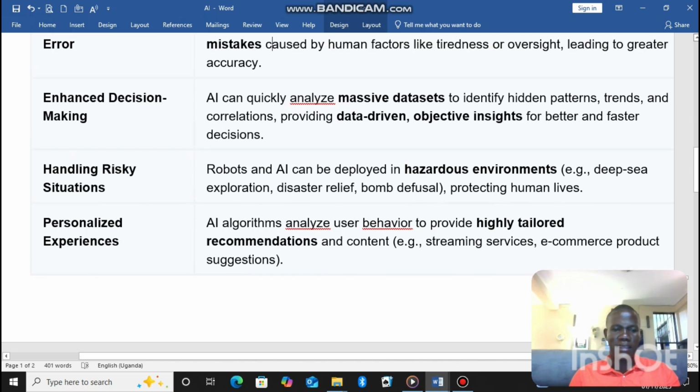Let us again look at this other one down. There's handling risky situations. You find there are situations, at times there are phenomena, where something is so risky, and as humans it is very hard.